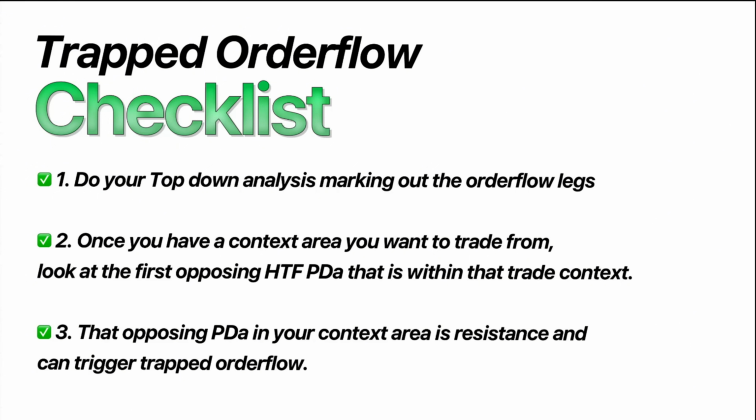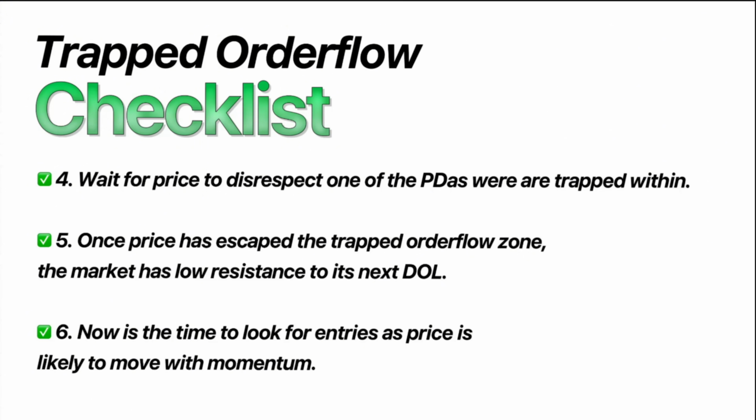Step 2, once you have a context area you want to trade from, look at the first opposing higher time frame PD array that is within that higher time frame context. Step 3, that opposing PD array in your context area is resistance and can trigger trapped order flow. Step 4, you want to wait for price to disrespect one of the PD arrays that we are trapped within. Step 5, once price has escaped the trapped order flow zone, the market has low resistance to its next drawn liquidity. Step 6, now is the time to look for entries, as price is likely to move with momentum.